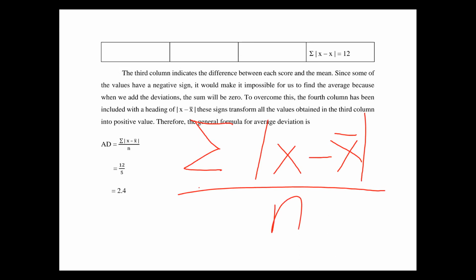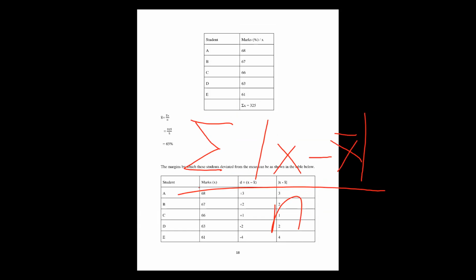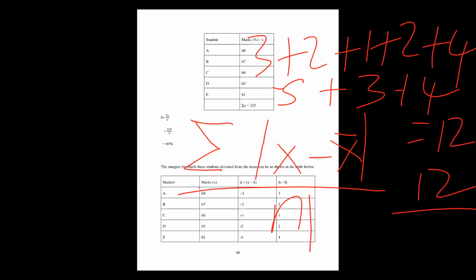So when you sum up all the deviations, all these deviations, you can see the deviations in the background here. There is 3 plus 2 plus 1 plus 2 plus 4. What do you find? This is 5, this is 3, and this is 4. You find 12, right? This is the total sum of the deviations, the x minus x bar. So you have 12. You divide by how many students are there? They are 5.